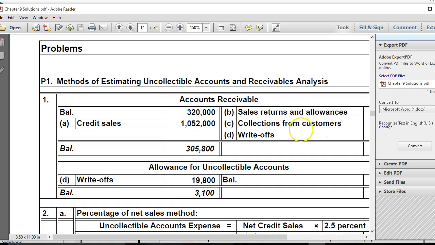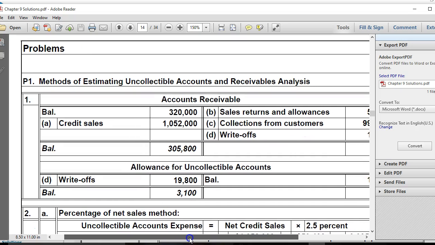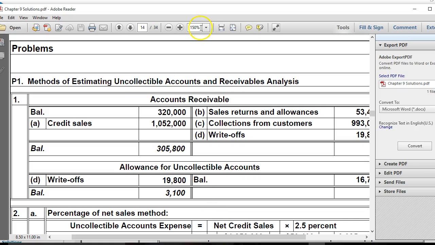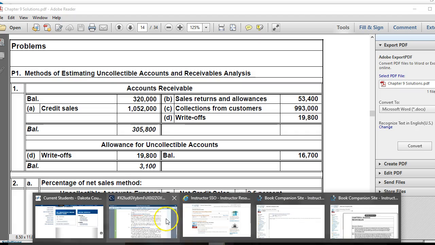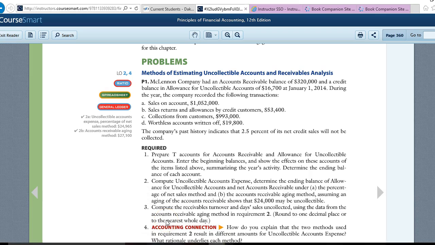Okay. So the first thing we'll do is show that balance of $320,000 in the accounts receivable, and in the allowance for uncollectibles, we should have a credit balance of $16,700. Okay? Then from there, we have to put this information in these T accounts. A, sales on account, $1,052,000. Sales on account mean credit sales, okay?